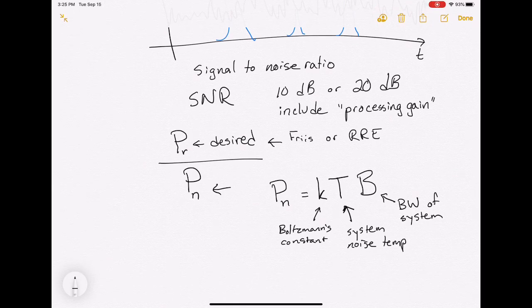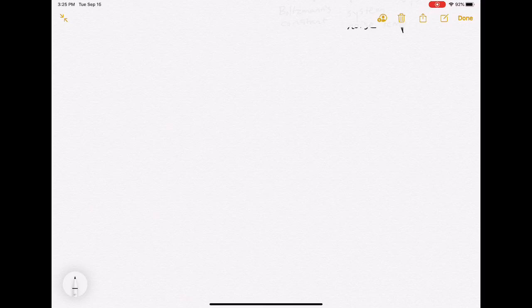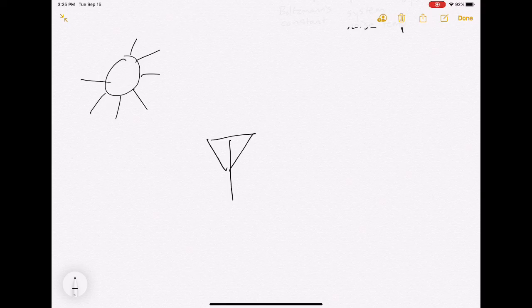Okay, but what's the system noise temperature? Well, if it were a resistor, that noise temperature would just be the physical temperature of the resistor. But antennas have a slightly more complicated situation because, like we talked about before, they receive noise power from objects in the environment, and that gets included in the noise temperature of the antenna.